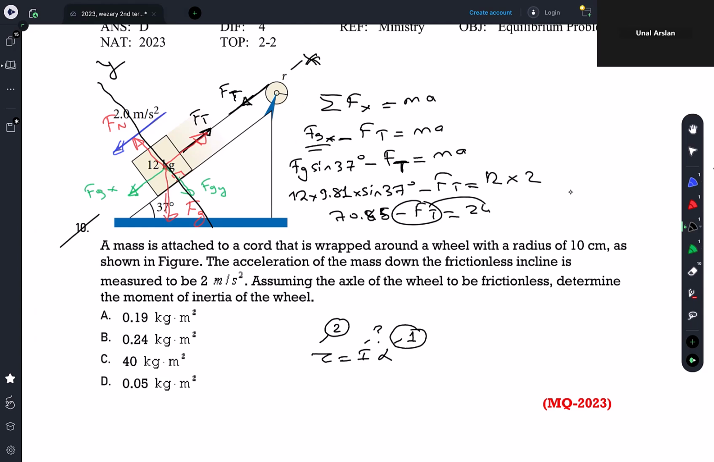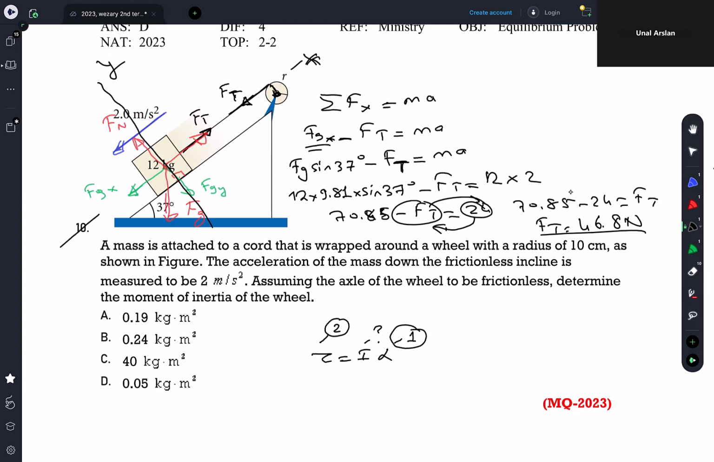So transfer Ft to the right side, positive 24 to the left side as negative. So it's going to be 70.85 minus 24 is Ft. 70.85 minus 24 is 46.8 Newton. So after calculating Ft, now I can calculate the torque produced by Ft on this pulley.